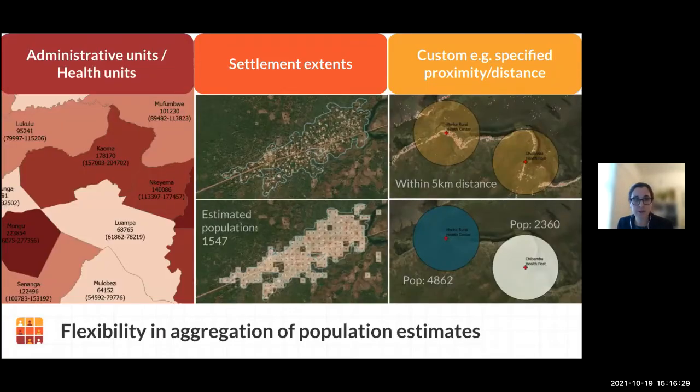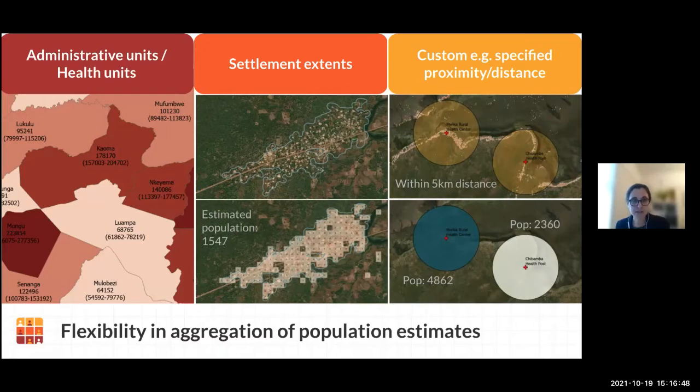So thinking about these data, particularly in relation to health campaign effectiveness, they do provide an option to estimate population at really a range of spatial scales and often provide much more granular insights than we might traditionally get from areal unit-based estimates.